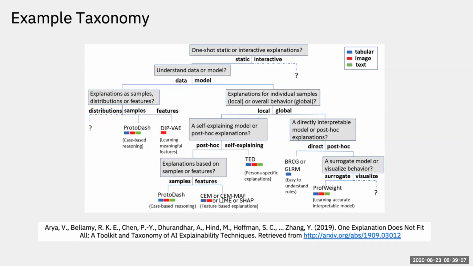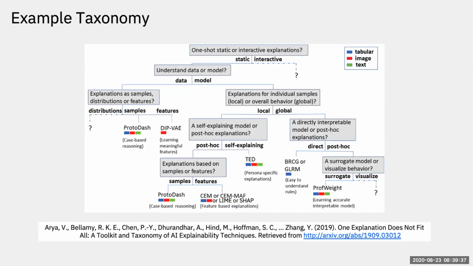And then if we are trying to explain models instead of data, then the next question is, are we aiming for a local explanation for individual samples or a global explanation for the entire model? If we go down the local path, then the next question is, are we going for a post hoc method or a self-explaining method? So on the self-explaining branch, we have TED, which is teaching explanations for decision making, as one option.